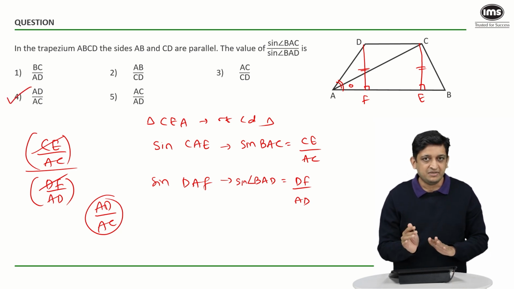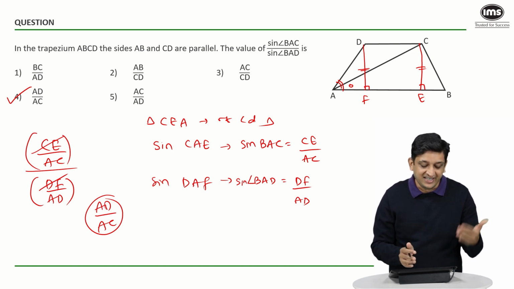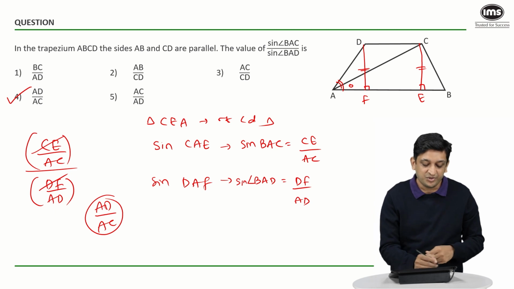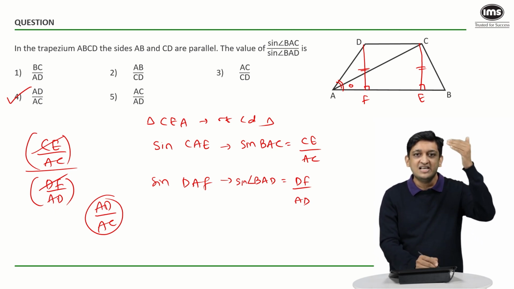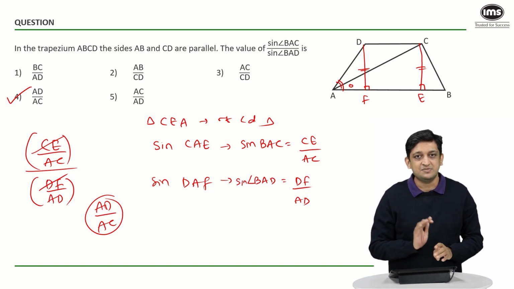What you also have to keep in mind is that sometimes in a hurry, you will do this entire thing and then you will write AC upon AD as the answer, purely because you can see the two denominators on top of each other, right? So that is basically something that you have to avoid in this particular question.